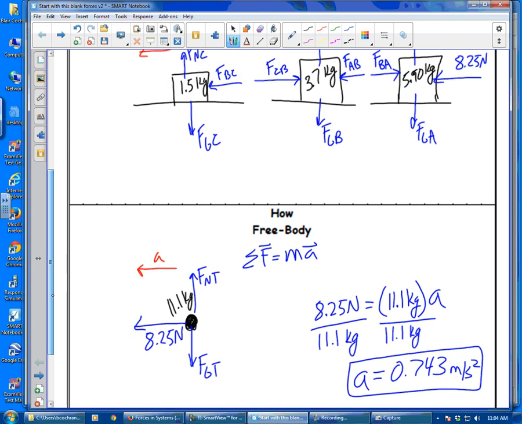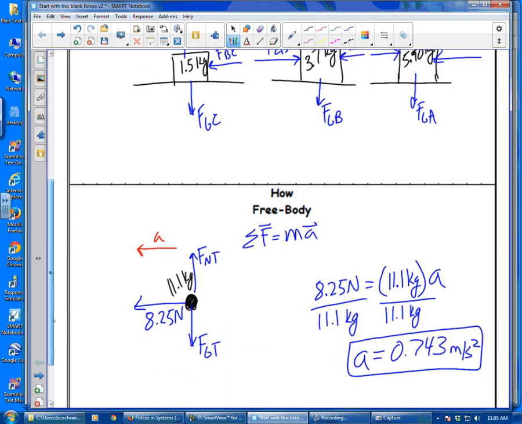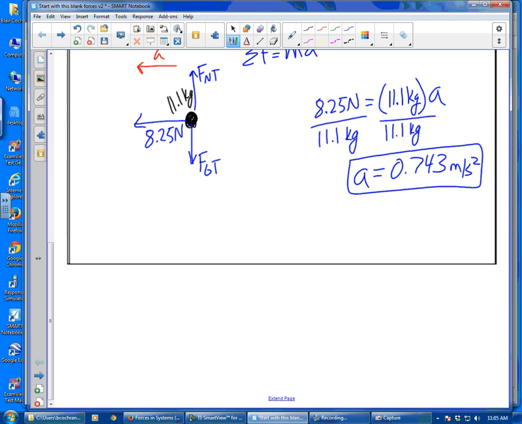So, let's see. Which one do you guys want to try to find first? The force of B on A or the force of B on C? The AB one first? Okay, so I've got to use box A, the force diagram of box A, to find that then. So I'm going to start with my equation. So I'm using box A here. I'm going to start with sum of the forces equals MA.